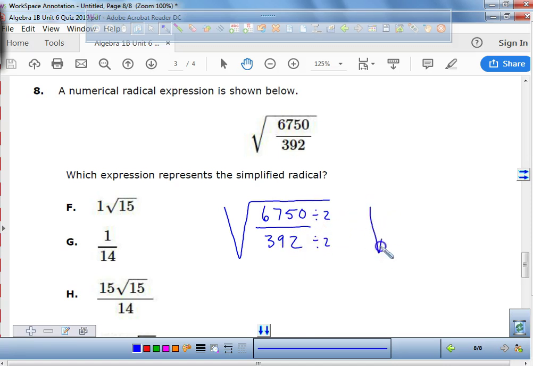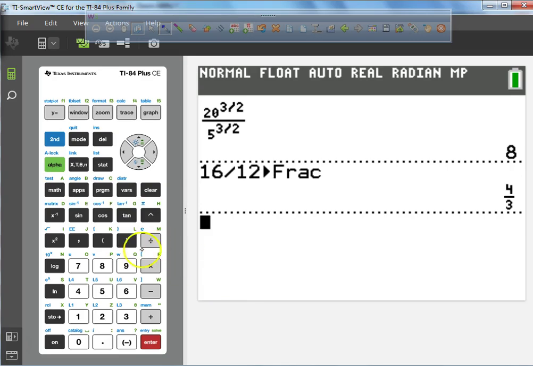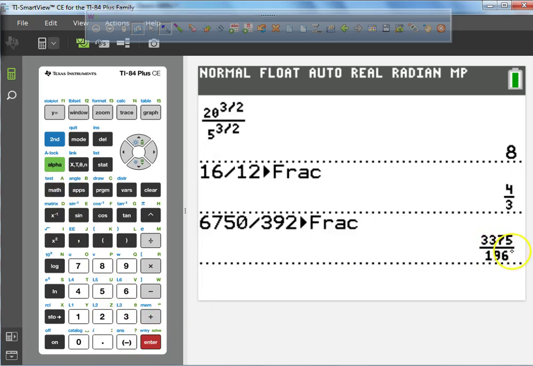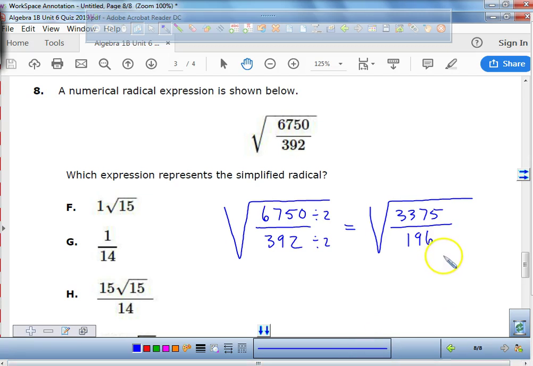So, here's what I want you to write next. If I take half that, that's 3,375. If I take half of this, that's 196. So what was the very first thing that we did? We reduced the fraction. Like, there's no way I'd ever be able to just reduce that fraction. What do you have? A graphing calculator. Watch this. If I did 6,750, don't worry, we're doing the same numbers, divided by 392. You hit the math button, you press enter twice, what do you get? 3,375 over 196. That's exactly what we have right there.